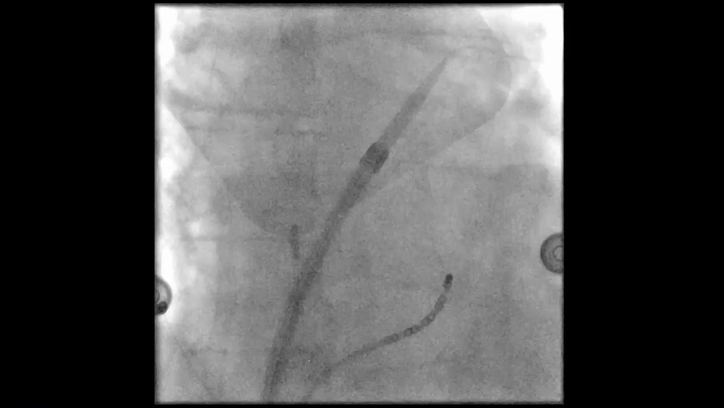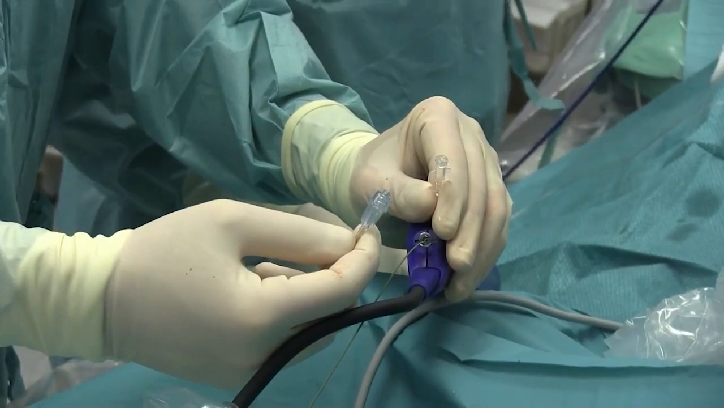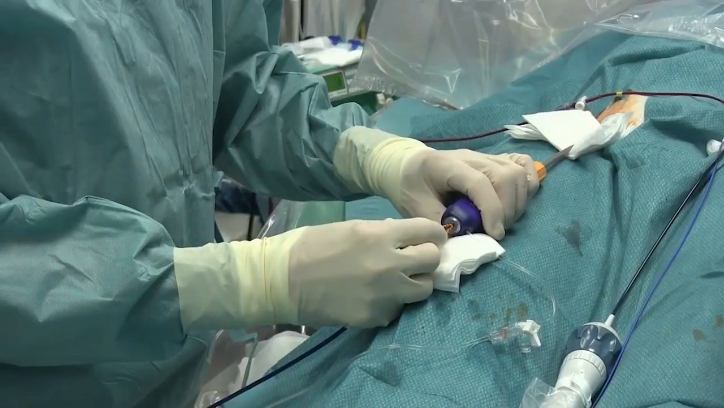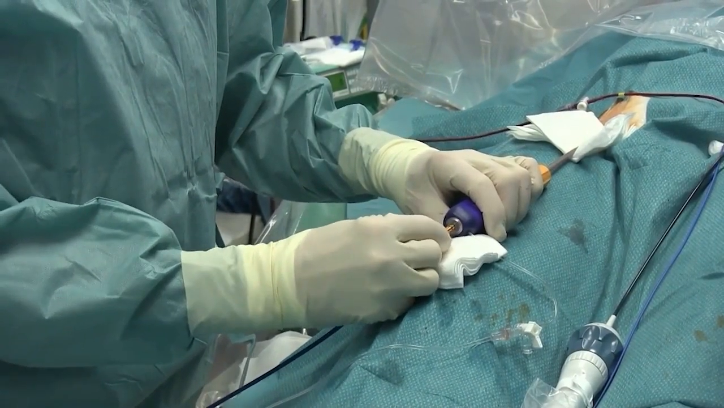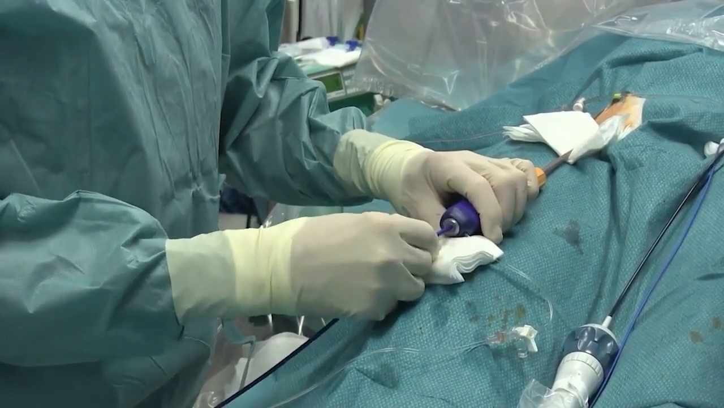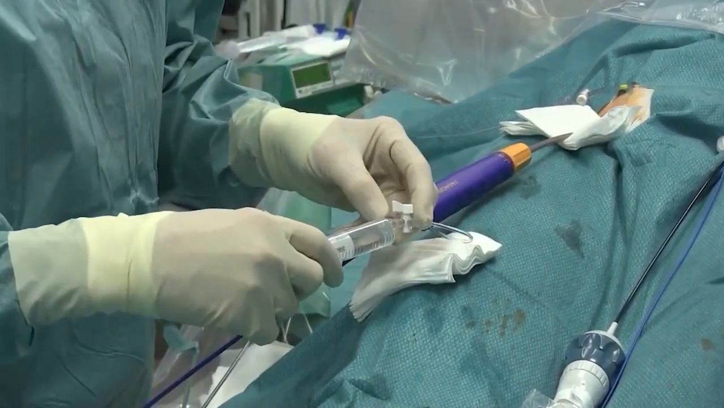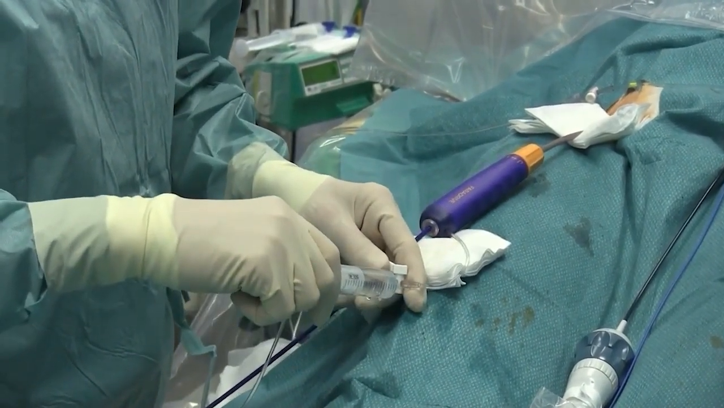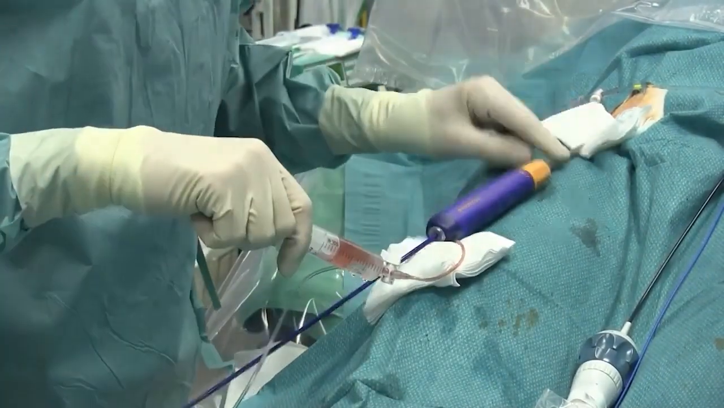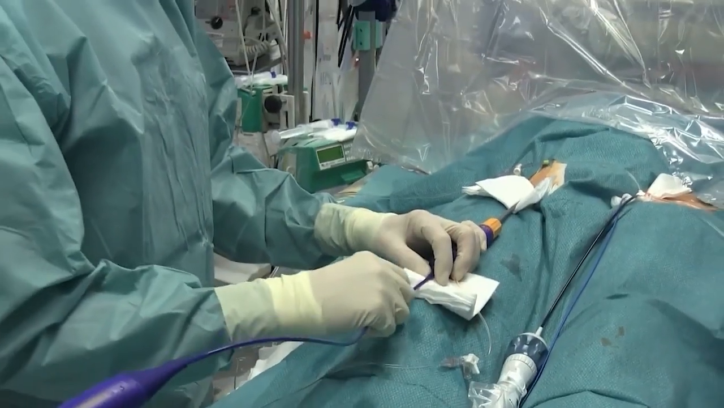It is important to remove any air bubbles inside the sheath and flush it properly. Then the Farawave catheter is connected to the flushing tube and inserted into the Faradrive sheath. This should be done slowly, and again, any air bubbles inside the sheath should be removed. This is done by aspiration of blood and flushing with saline. Then the catheter can be inserted into the left atrium.